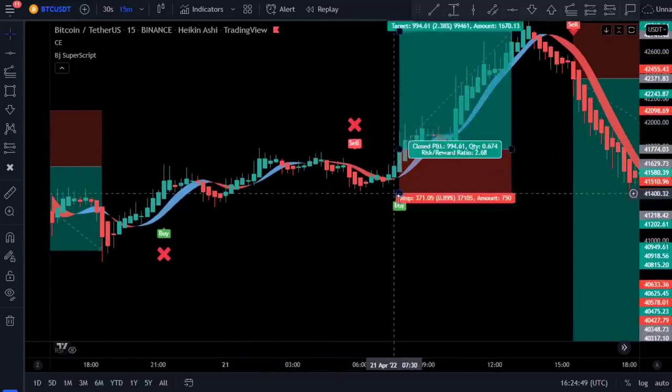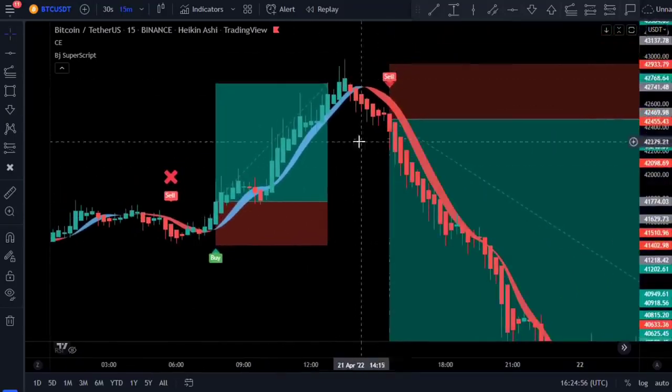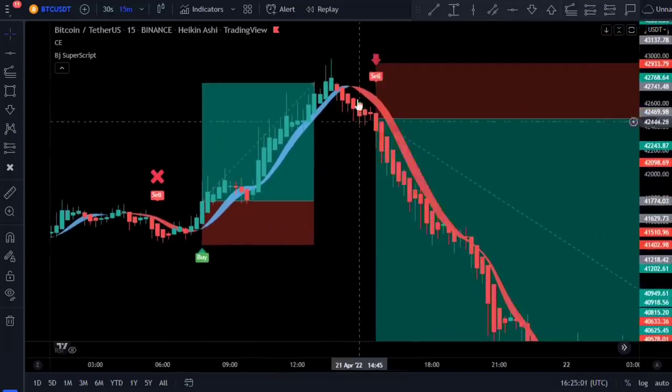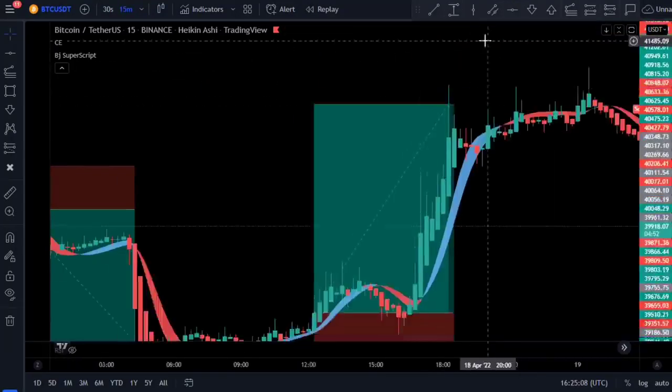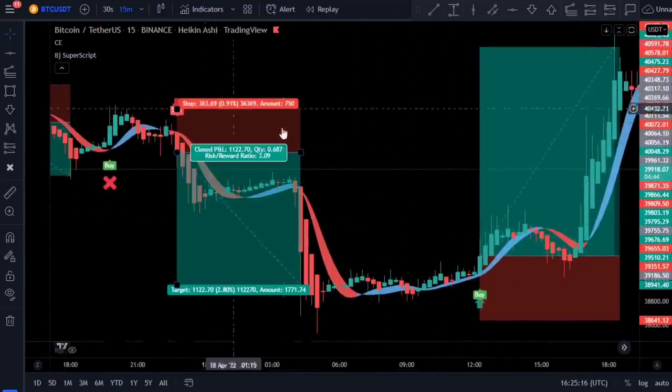Here both indicators have issued a buy signal. Here both indicators have issued a sell signal and both conditions are met. Note here that the color of the indicator turns blue and moves upwards.